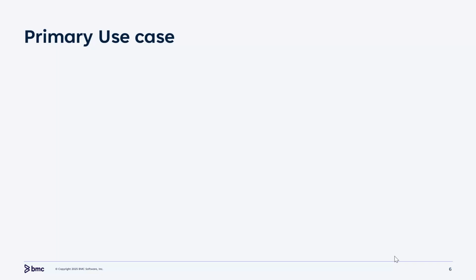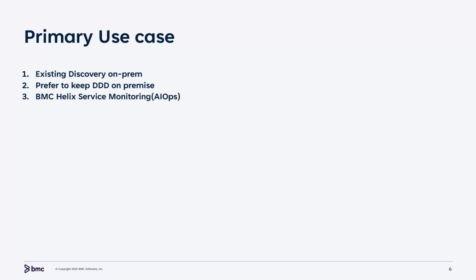Depending on your requirement, you could configure Inferred Model Sync differently. For the primary use case, let's say you are an existing Discovery on-prem customer who prefers to keep DDD data, or the directly discovered data, on premise, and you are looking to utilize BMC Helix AIOps capabilities for service monitoring. The deployment architecture would look something like this.